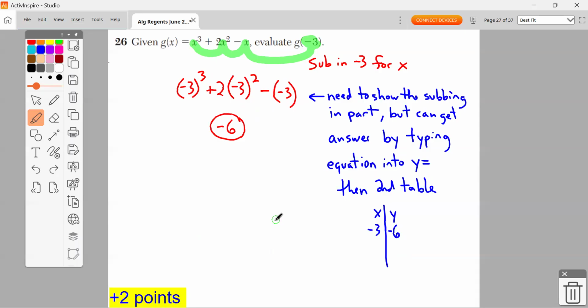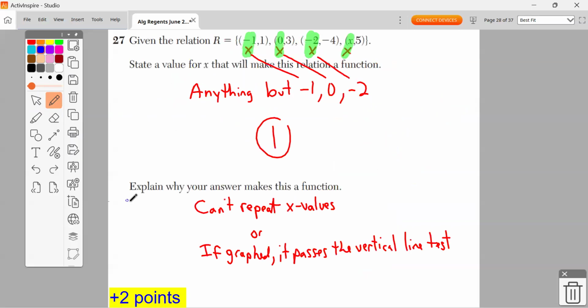You do need to show the subbing in part, but the actual typing in the calculator is probably easier doing it into the y equals so that you don't mess up with the negative signs with the parentheses. You do have to show this part though. All right, to get full credit, you do have to show this part right here, the subbing in part, and then your final answer.